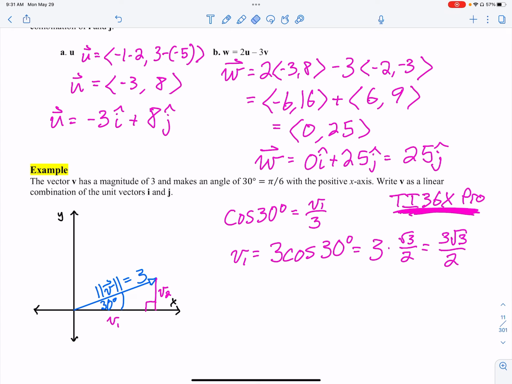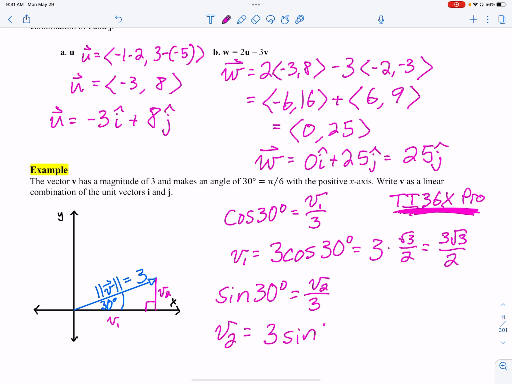I do want to specify, because I just confused myself. This is v1. It looked like a square root of 1 for a moment, and I was like, why is that there? Okay, so that's a v1. I can also use the same thing, but instead of using cosine for v2, I would use sine, right? Sine is always my y coordinates. That's v2 over 3. Solving for that, then we have v2 is equal to 3 sine 30 degrees. Sine of 30 degrees is 1/2, giving us a 3/2.